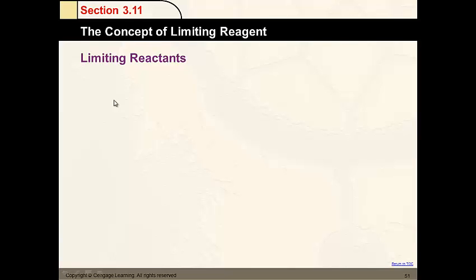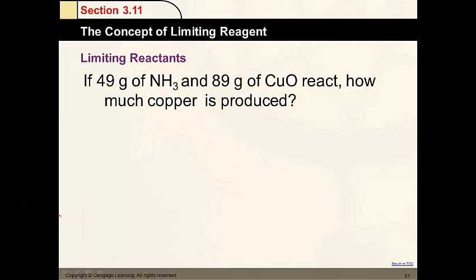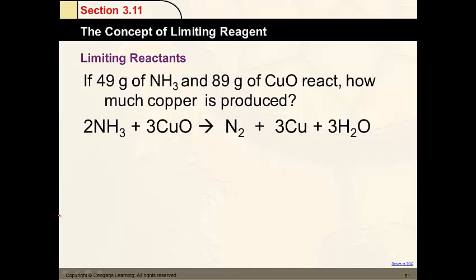I wanted to show you another way of calculating a limiting reactant. This method is what I call a cheater method. So we're going to use this example that I had from a previous video. This is 49 grams given of ammonia and 89 grams given for copper 2 oxide. And how we start is the same.